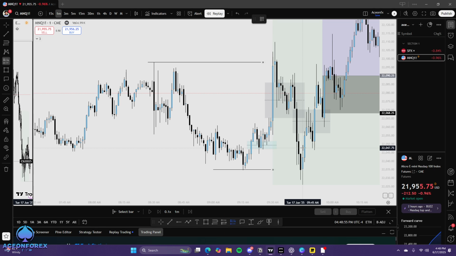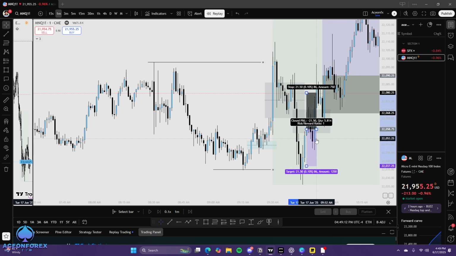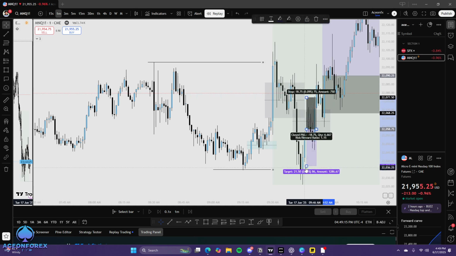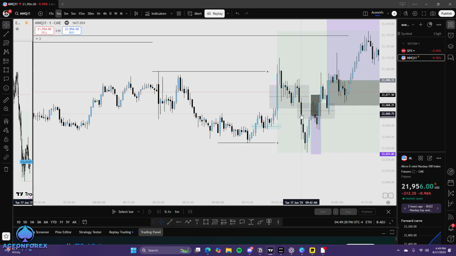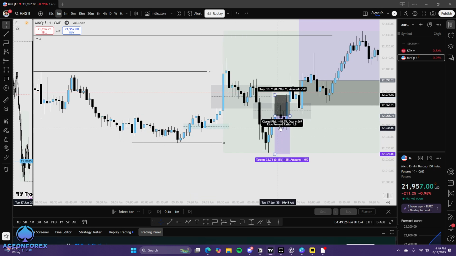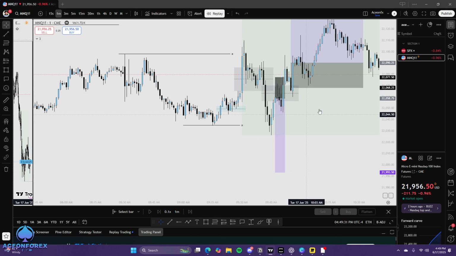Wait, where did I take the trade at? I think I took the trade somewhere inside this fair value gap. I think that's where I took the trade. And then I set my stop loss above this fair value gap. Boom, got stopped out. Then I analyzed price real quick. I'm like, all right, price is obviously closing above bearish PD arrays.